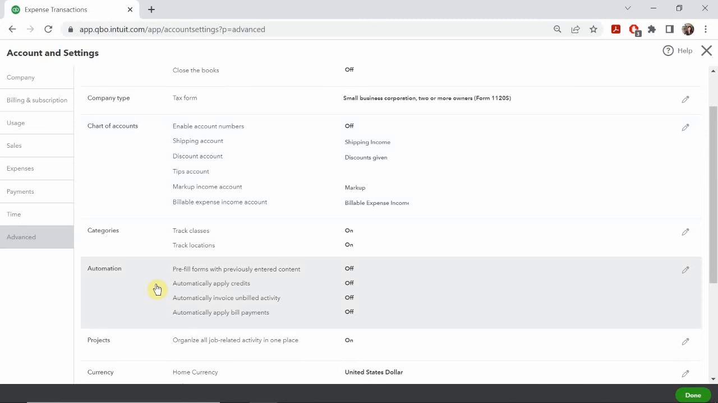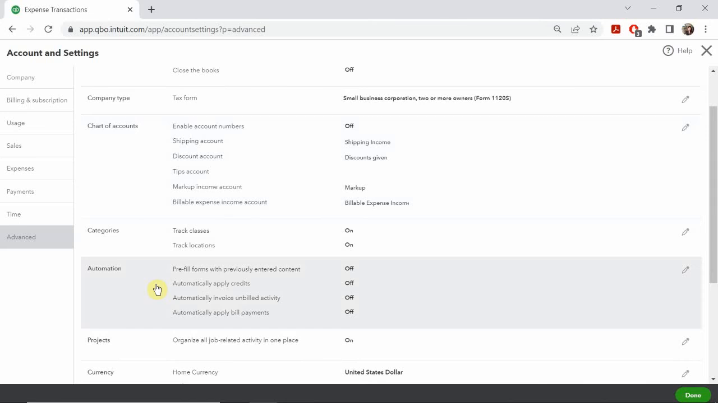You want to avoid this because you want to make sure that you apply those credits yourself. Then when you record your bill payment, you know why you're paying this much amount, because you're applying the credit to that particular invoice.